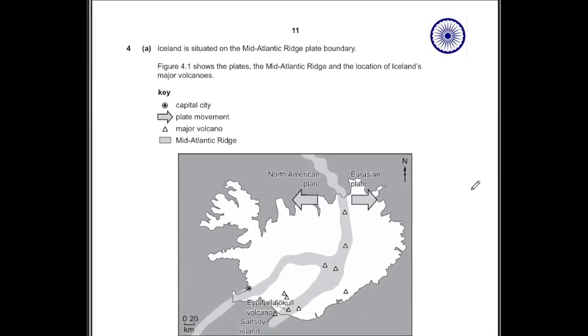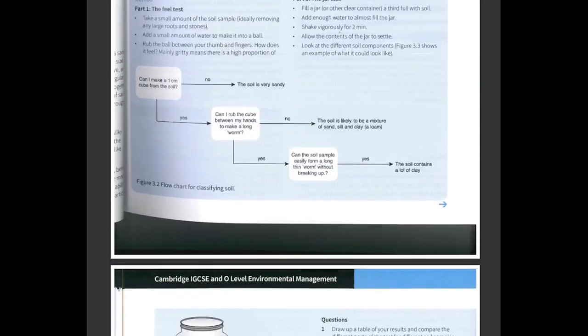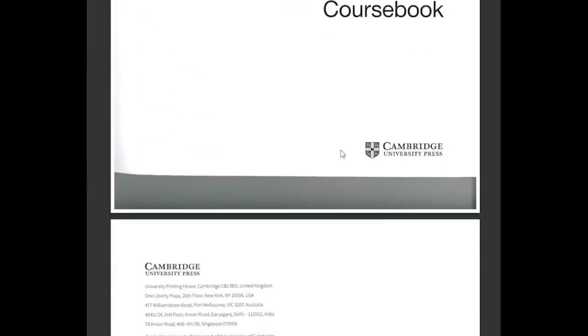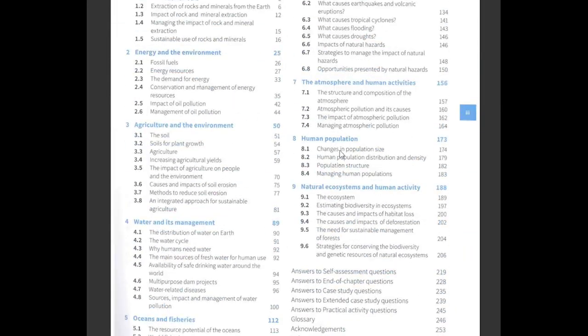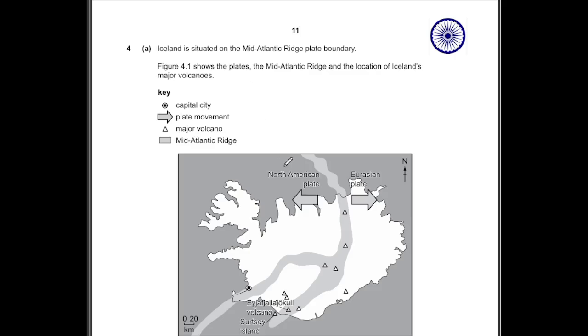The fourth question is related to that lesson. Let me show you the index page first. That's the IGCSE textbook, and this chapter is Managing Natural Hazards. From this topic the questions are there. So let's see the question now.